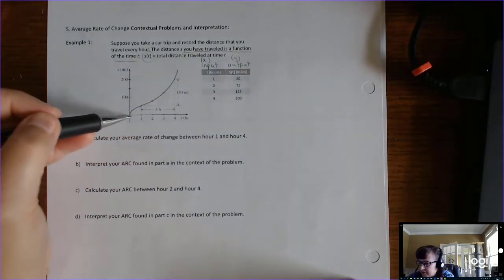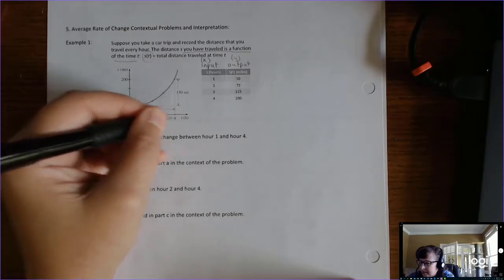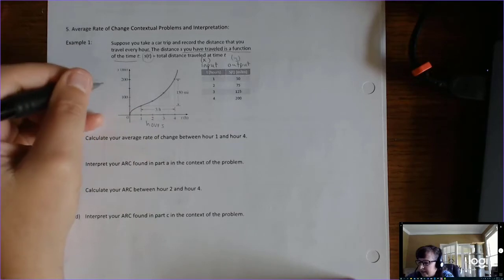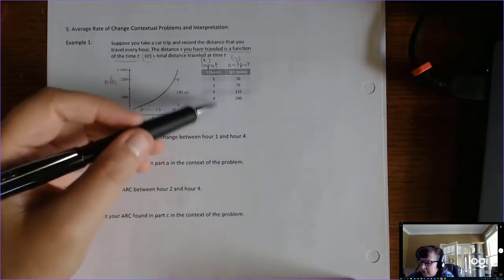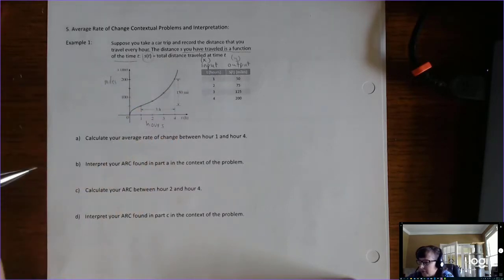So here's a picture of the graph. This is time in hours. The x is in hours, and the y is in miles. Okay, and then there's a table that you can look at, so we don't have to pick the numbers off the graph. They've already given it to you. And it says calculate your average rate of change between hour 1 and hour 4.